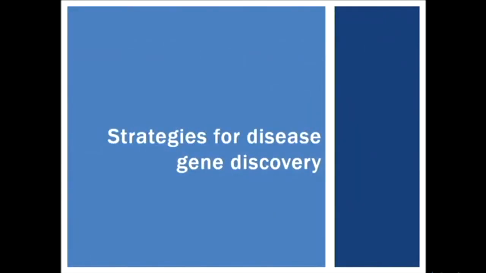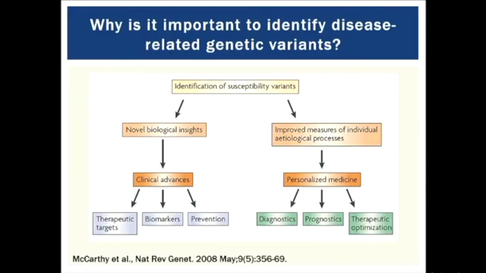So now I'm going to shift gears and talk about strategies for gene discovery. And first, we need to think a little bit about why we want to actually discover the genes. So there are basically two ideas here. One is that we've said for years that we want to understand how the genes are influencing risk, so to obtain novel biological insights that will ultimately, we hope, help us to develop better therapies, biomarkers, and maybe even prevent the disorder to begin with.